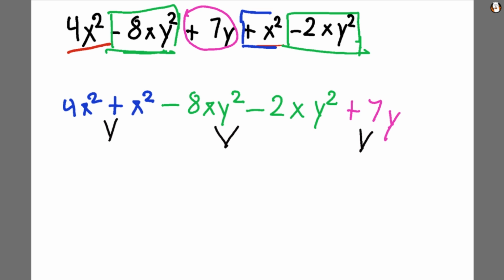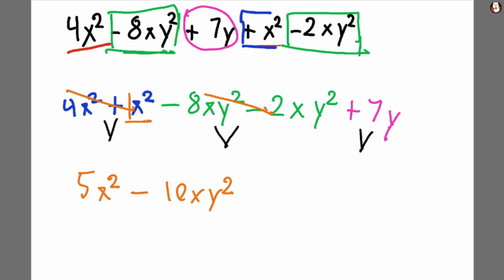Excuse me. And so 4x to the second power plus x to the second power. Well, remember that hidden 1 that was right there? We can just combine 4 plus 1, which is 5, and then put the x squared. Bam! There you go. You're done. And now we have negative 8xy to the second power minus 2xy to the second power. And if you've gotten into integers, negative 8xy squared minus 2xy squared is negative 10xy squared. So yeah, we're done with that.